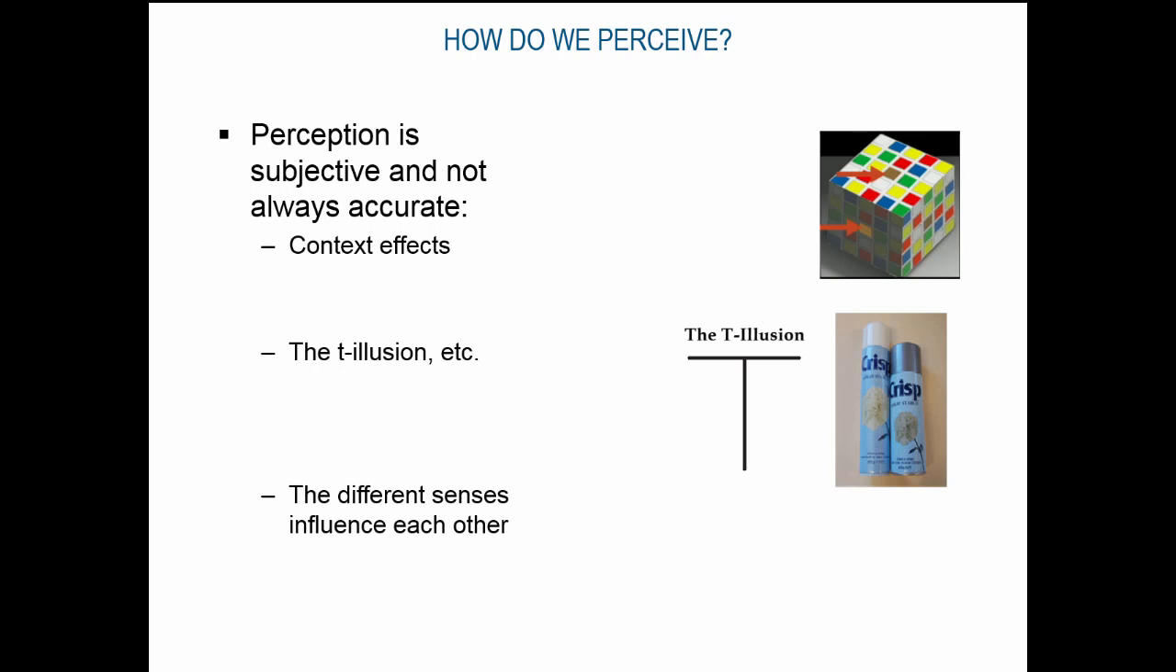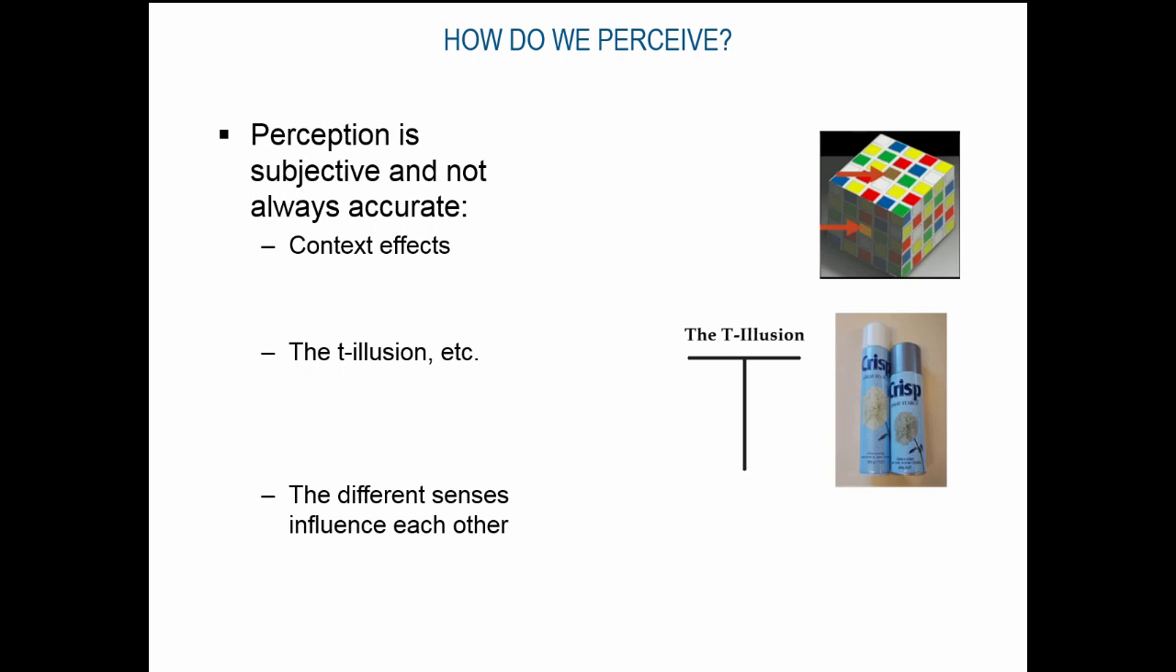And the same object can appear larger if it is in a vertical rather than horizontal position. This is known as the T illusion. For example, if you look at this T shape, you may think that the horizontal line is shorter than the vertical line, but in fact the two lines are of exactly the same size.